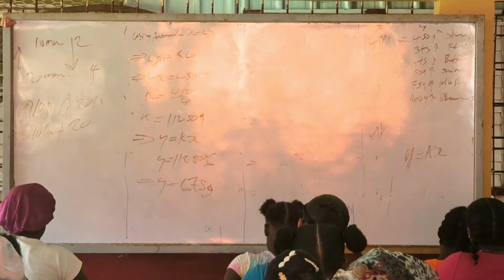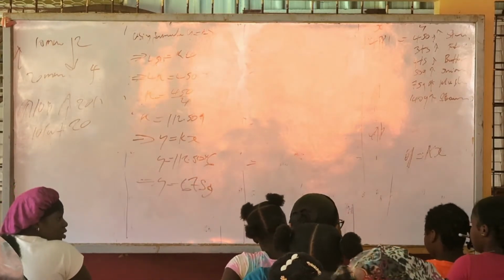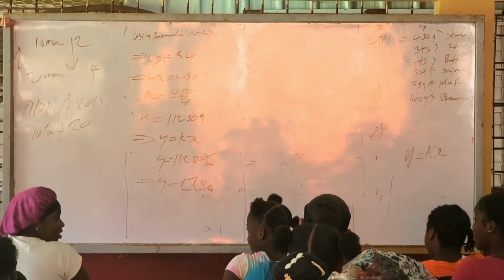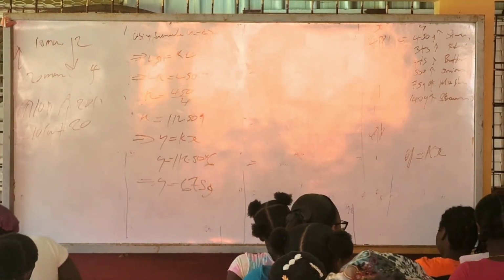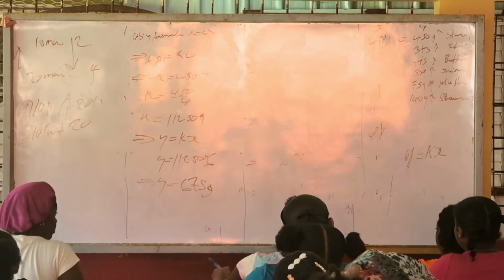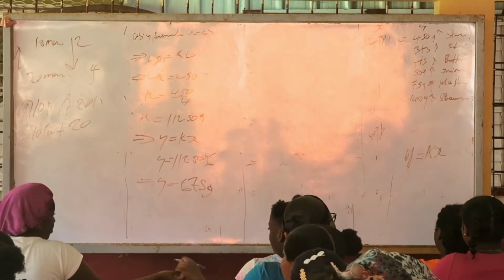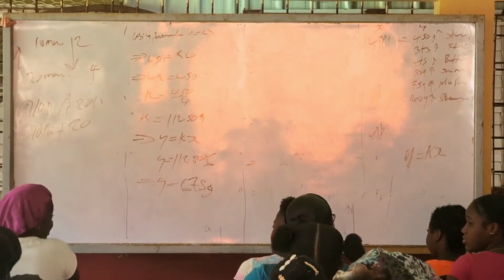Yes, 4K. K4 and 4K. Let's see. Yes, 4K equals 450. K equals 450 divided by 4. That is very clear.